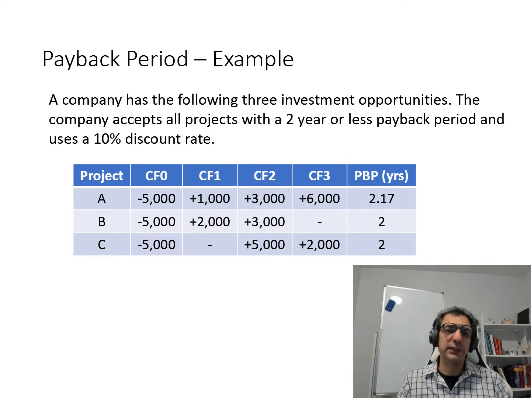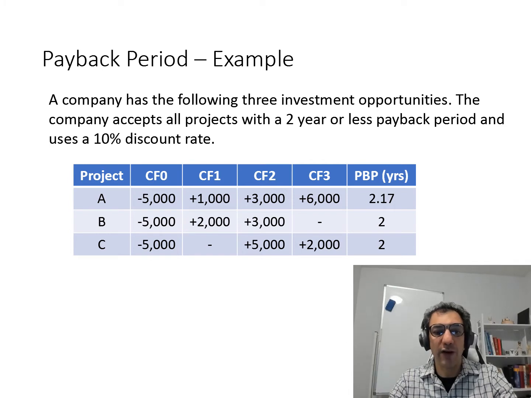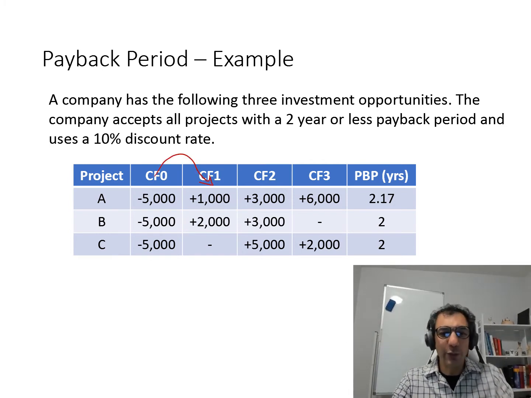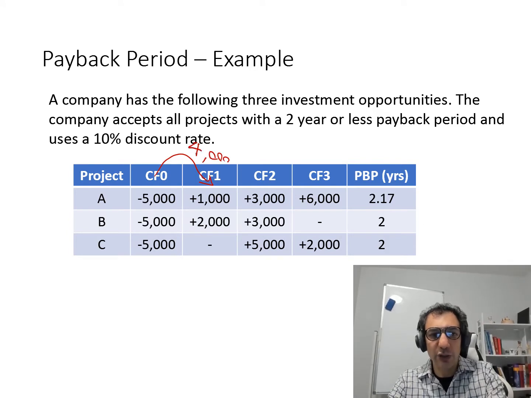Now let's look at this example and see how we can actually calculate the payback period. So let's assume we have three projects. All three of them require the same amount of money, $5,000 initial investment, and your cutoff point here is 2 years. So you're looking for projects which are giving you back the money within 2 years. Now, if you look at the first project, you see that after 1 year, you are getting back $1,000. So we can go like this: $5,000, $1,000 you get, which means you still need $4,000 out of your initial investment.